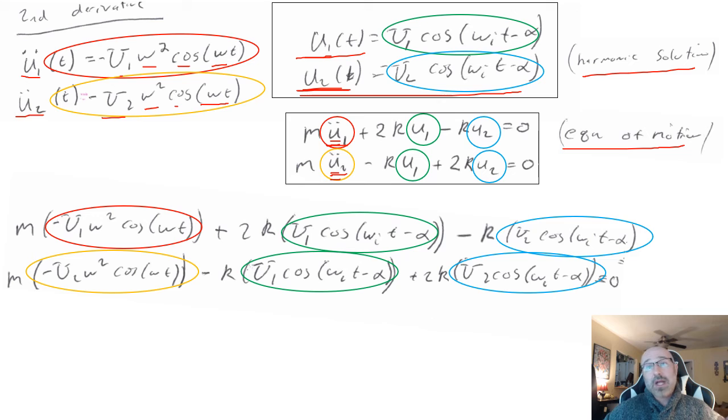I've color coordinated this, and what I've done is write out my general solution for both equations of motion, and then down below here I have plugged in my values based off of my harmonic solution into those equations of motion.